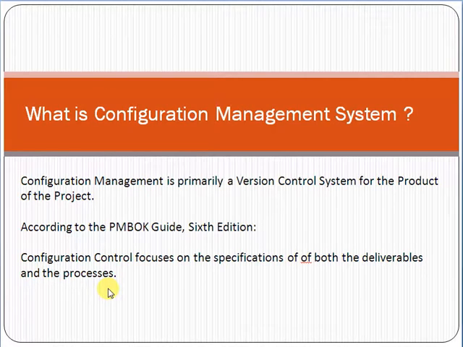Configuration management system is primarily a version control system for the product of the project. According to the PMBOK Guide 6th edition, configuration control focuses on the specification of both the deliverables and the processes. Friend, before going deep into the configuration management system, let me give you an example.